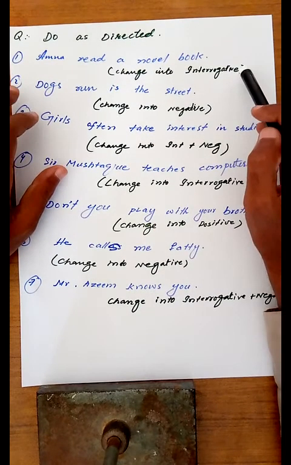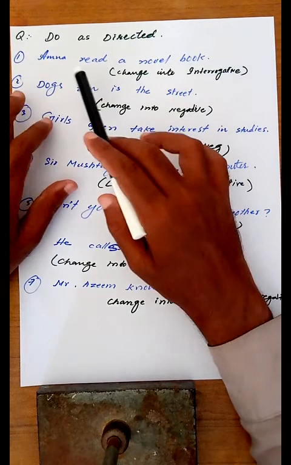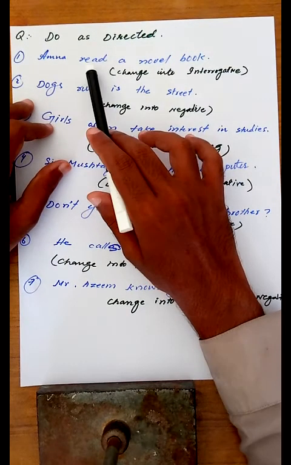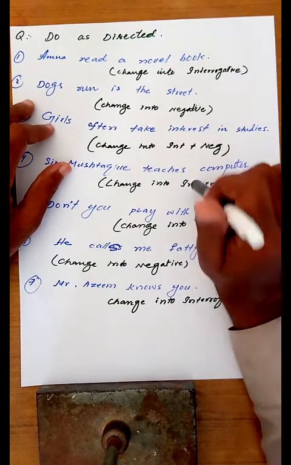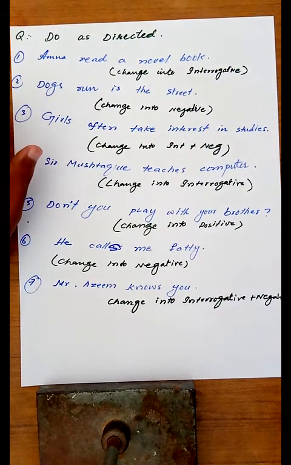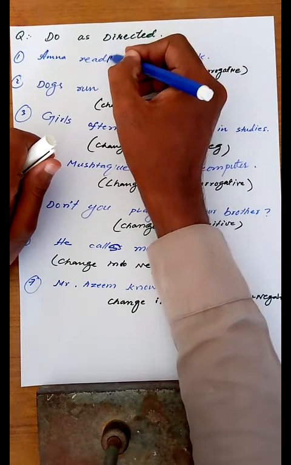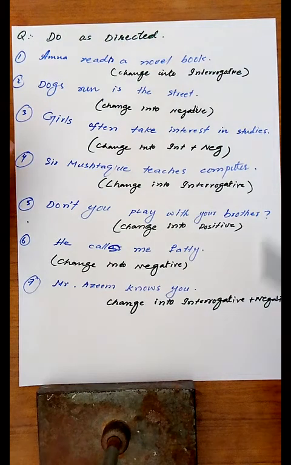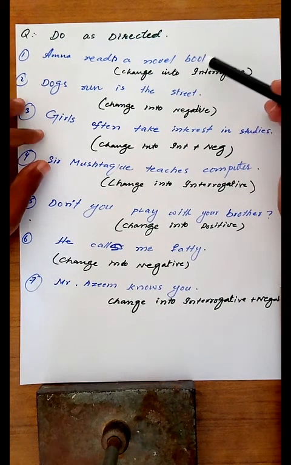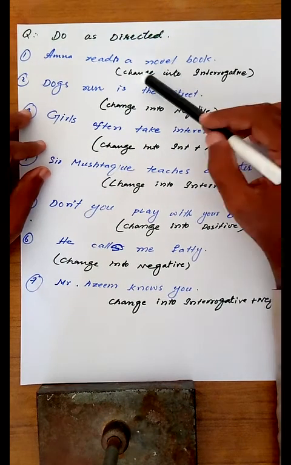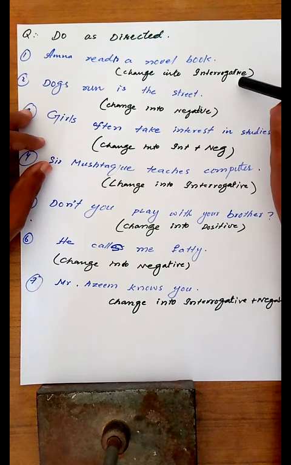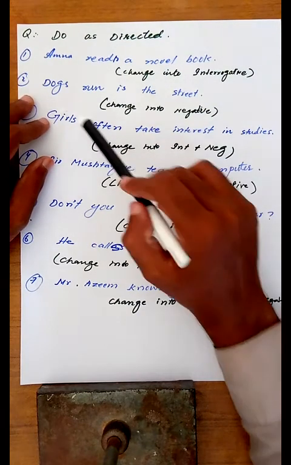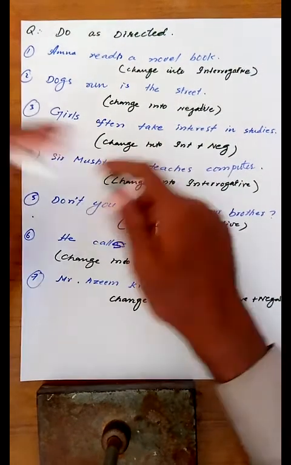So what you have to do in this activity: you are given a sentence and also an order to change or correct it. For example, first one, Amna read a novel book. First of all, you have to understand whether the sentence is in present simple, and in positive or in negative or in interrogative negative. You have to read the sentence first and then answer the question. Change it into interrogative sentence. Okay. Number 2, dogs run.